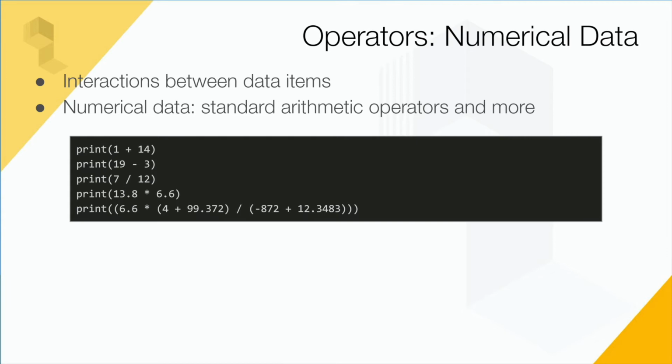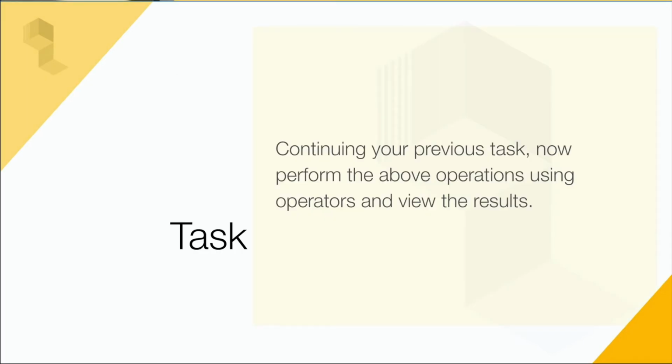The last two are not provided directly by computer keyboards, so when writing programs, we substitute them with the asterisk operator and the forward slash respectively. Therefore, we can naturally express mathematical operations on numbers using these operators. In the last example, we have included parentheses to group operations that should occur together, as we would in arithmetic. So here's a task for you. Continuing with your previous task, now perform the above operations using operators and view the results.